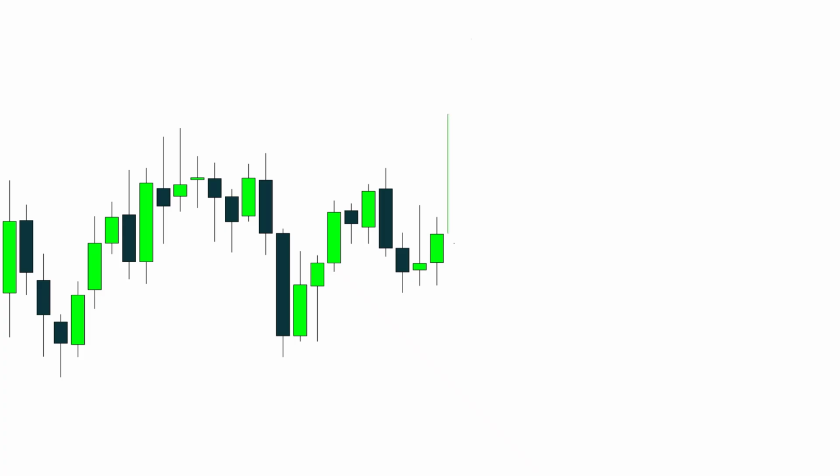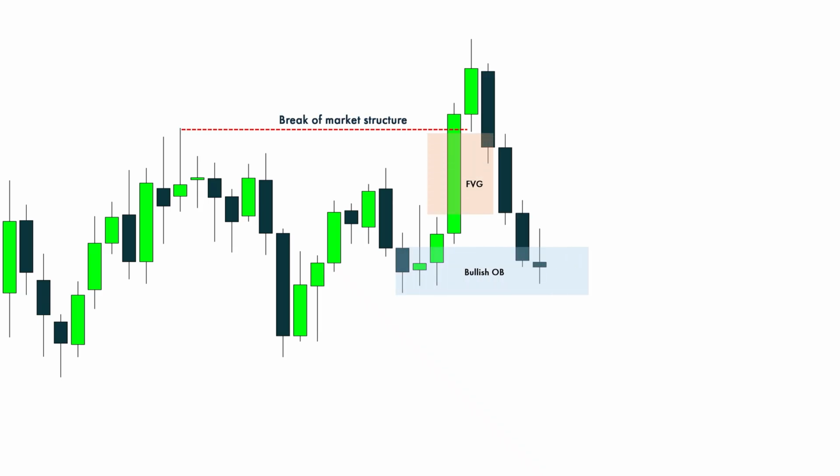At first, everything looks great on the surface. We have a strong, impulsive move to the upside. We can clearly identify a break of market structure. And there's even an inefficiency, a fair value gap, confirming that smart money might be involved. So, we mark out the bullish order block, and we spot a bullish candlestick closing within the block, a typical confirmation trigger. At this point, everything seems to follow the rules. So, we pull out the risk-to-reward tool, set up our long position, and enter the trade.